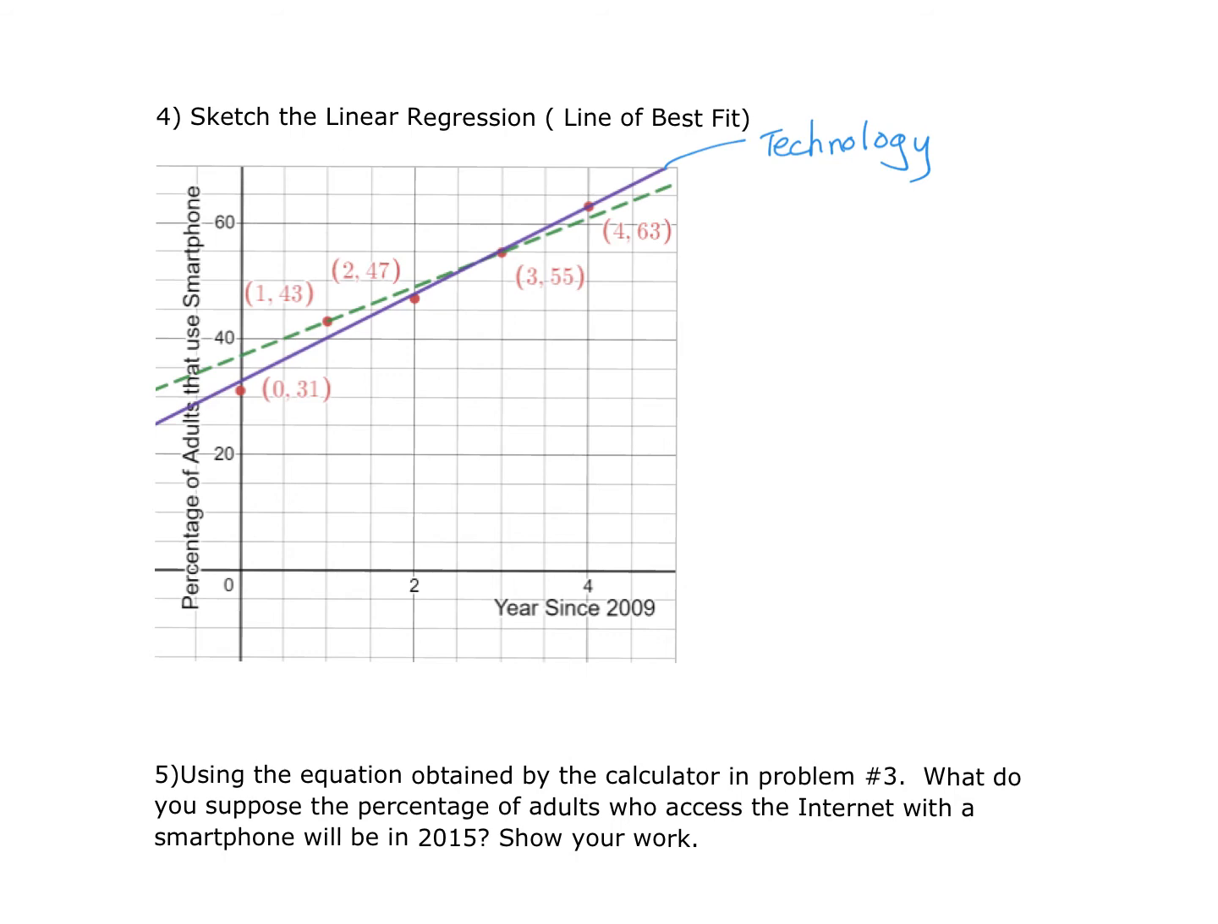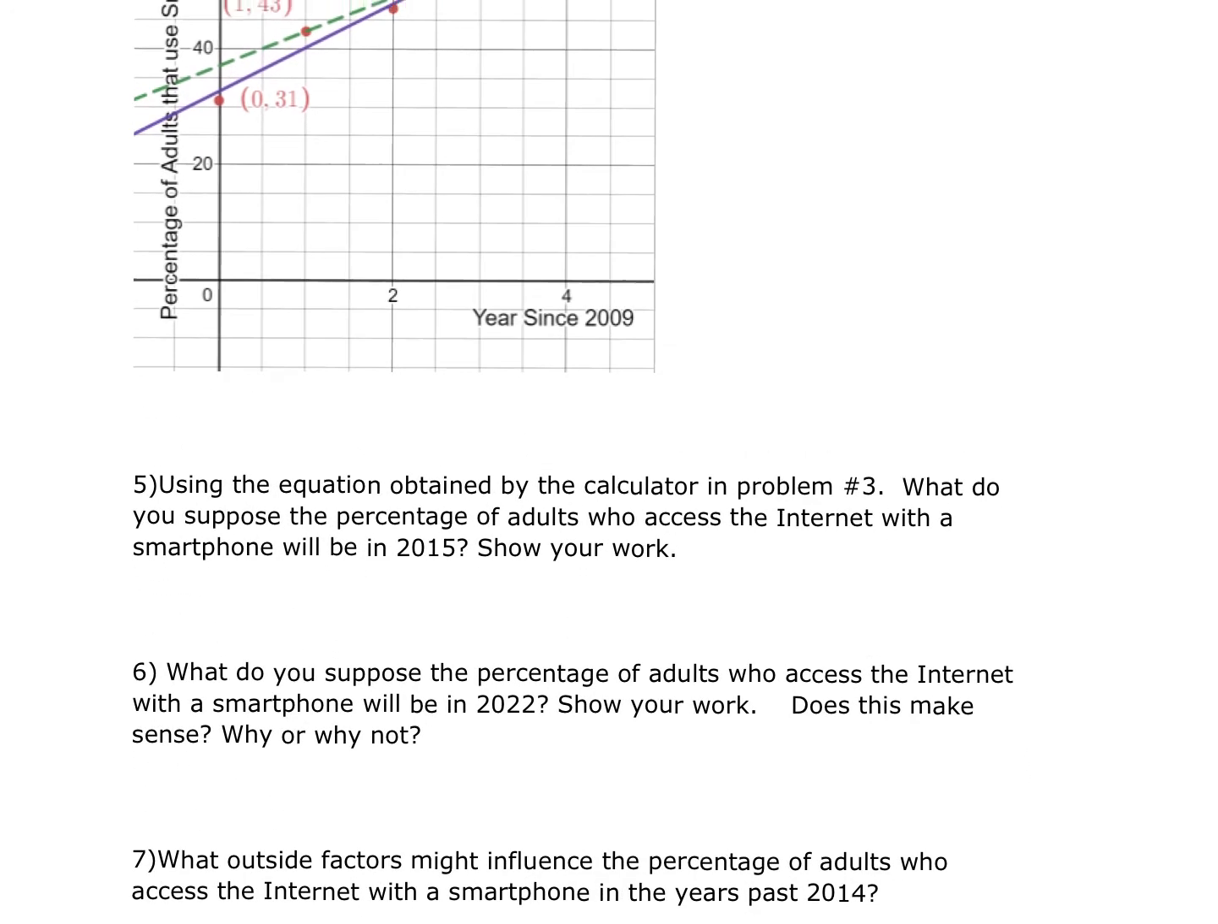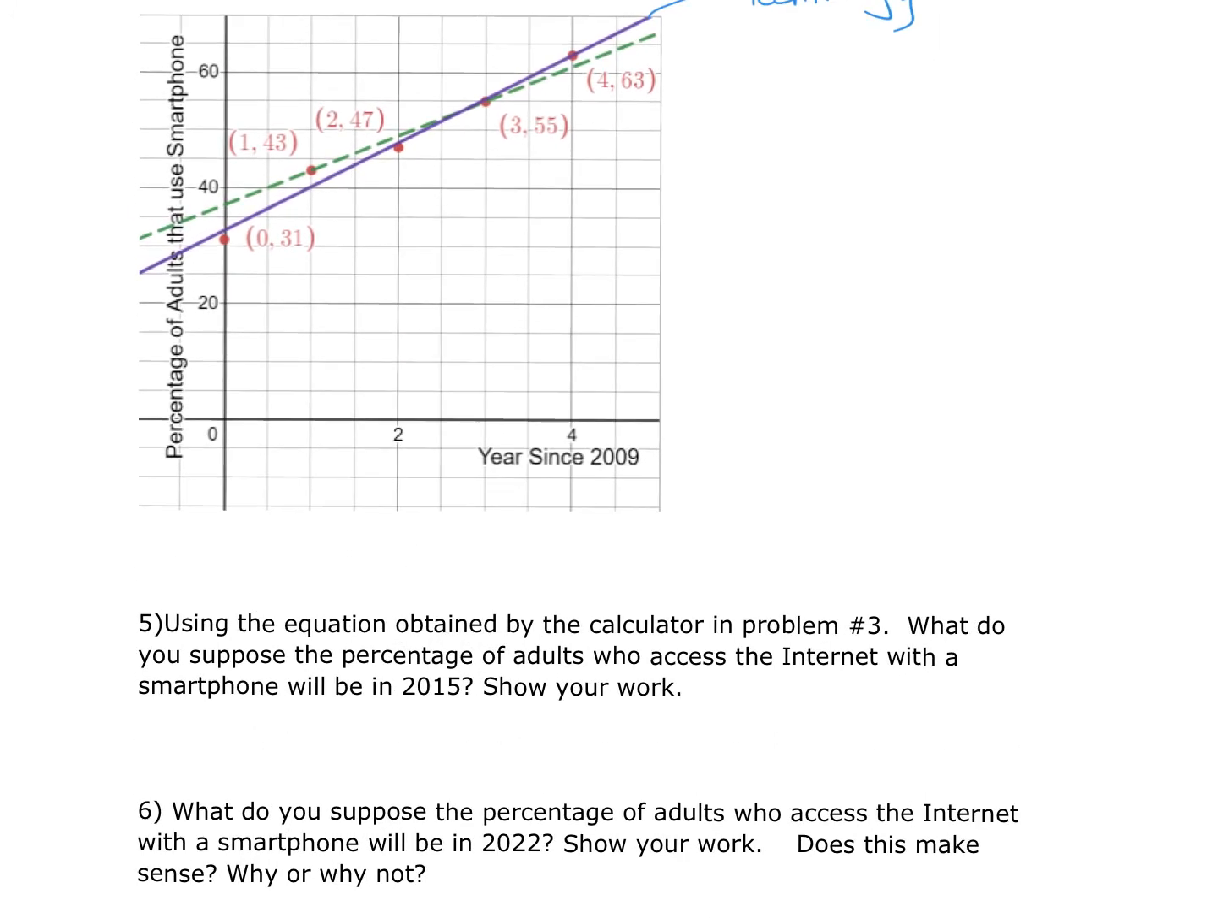Let's answer some questions based on what we've done. If we use the equation obtained by the calculator in problem number 3, what do we suppose the percentage of adults who access the internet with a smartphone will be in 2015? Well, we don't want to plug 2015 in for X. Remember, our X value was the years since 2009. So we're going to start with 2015 minus 2009 and get 6.